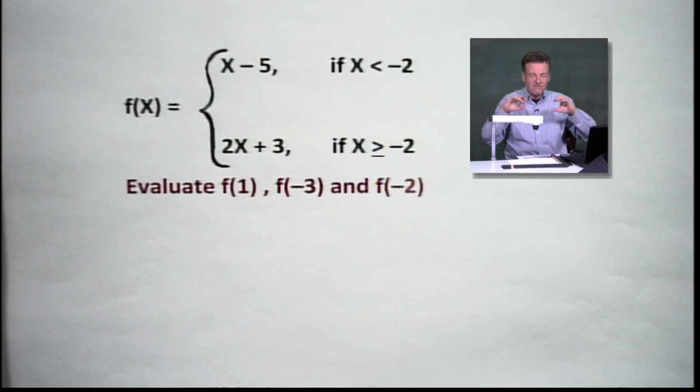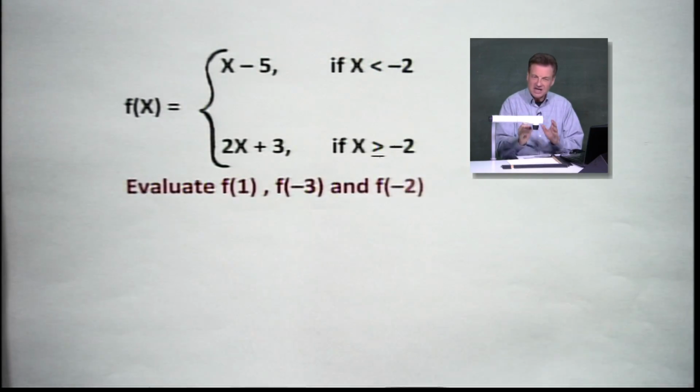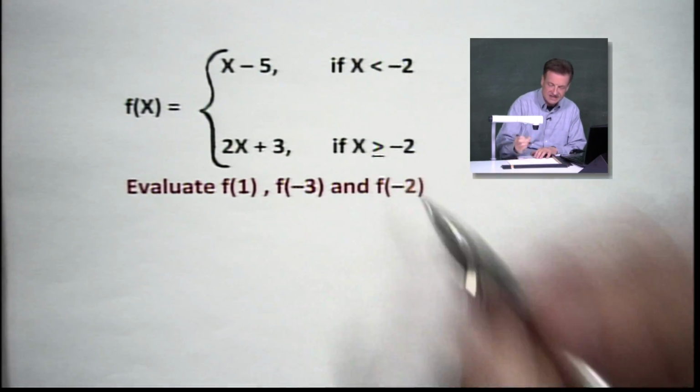So again, the whole function itself, the whole f of x, is still a function because you don't have any repeated values for x. In other words, x at negative 2 is going to give you only one possible answer because it's going to go right to there, okay?